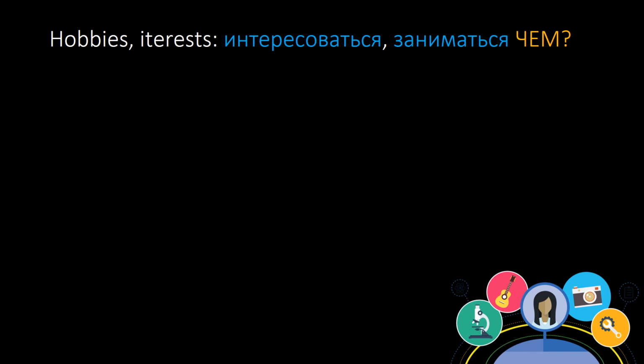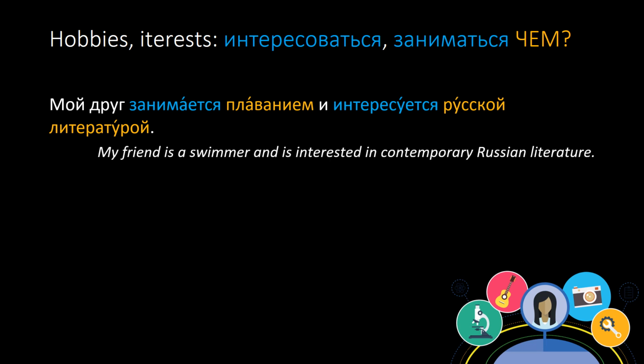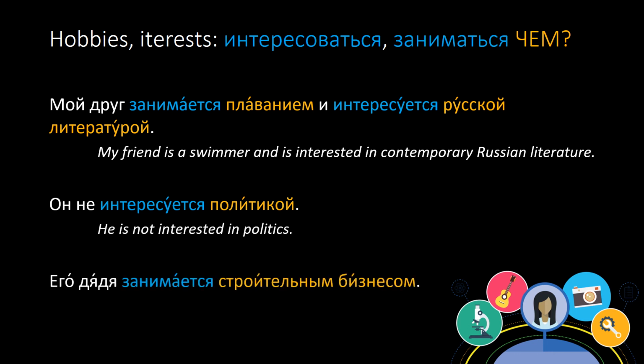You also probably remember that we use the instrumental case to express hobbies and interests using the verbs интересоваться, to be interested in, and заниматься. Once again, after these verbs, the instrumental is used without prepositions. Мой друг занимается плаванием и интересуется русской литературой. Он не интересуется политикой. Его дядя занимается строительным бизнесом.